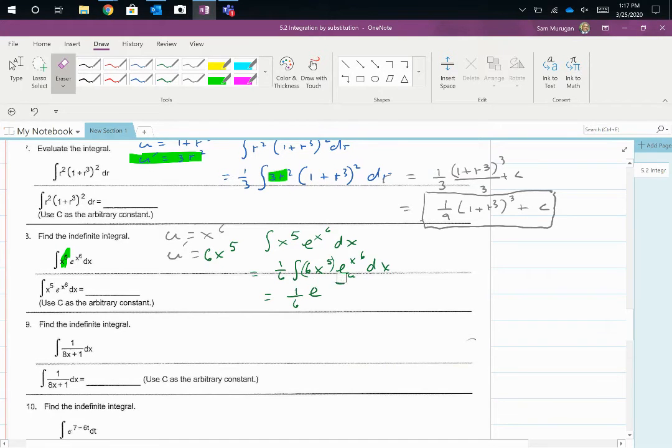I can probably use another color to demonstrate that. Let's use another color here. This is u prime, and then this is e to the power u. So when we write the answer for this, we would say that this is 1 over 6 e to the power 6x plus constant. Or you can simply write e to the power 6x over 6 plus your constant.